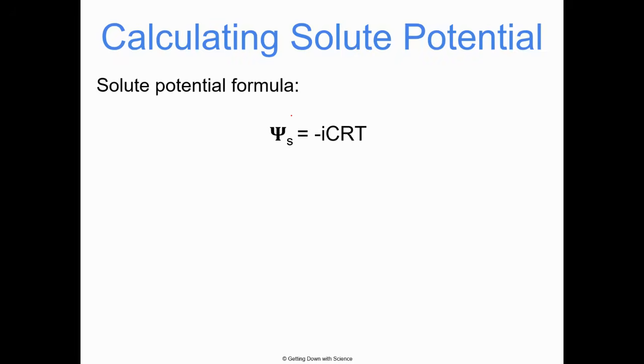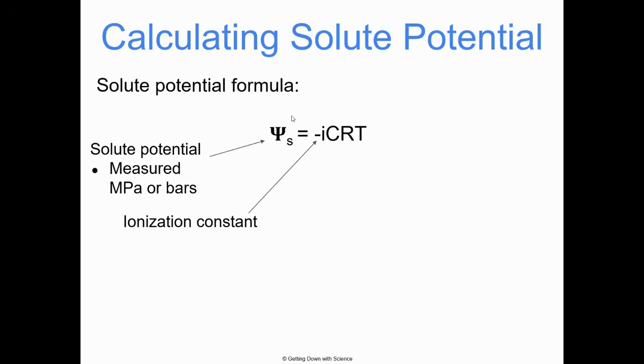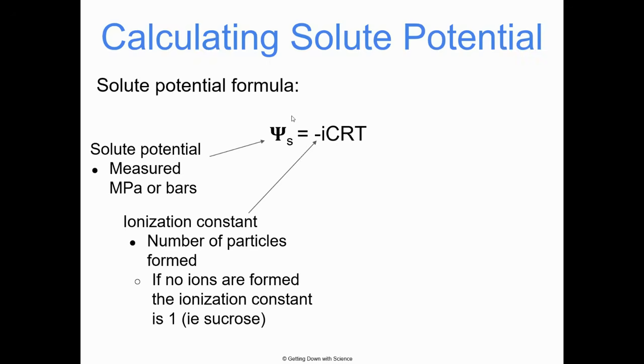Well, we're going to use this formula here. This, again, is our solute potential, measured in megapascals or bars, like we said. This here, i, is an ionization constant, and it represents the number of particles formed in the solution. What does that mean? Well, let's say we're dealing with something like NaCl. If we put NaCl into a solution, it can form two ions, right? It can form sodium ions, or it can form chloride ions. But sugar, if we put sugar in the solution, it doesn't form any ions. So all you're doing is trying to figure out how many particles are going to be formed.